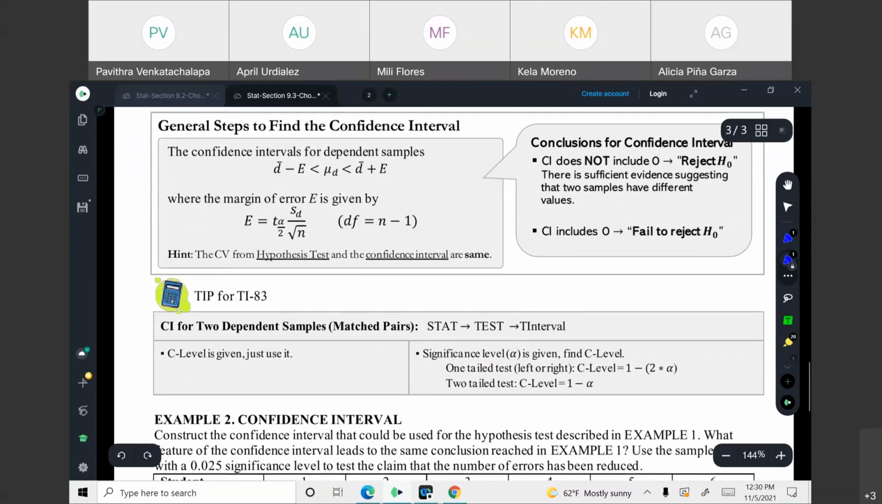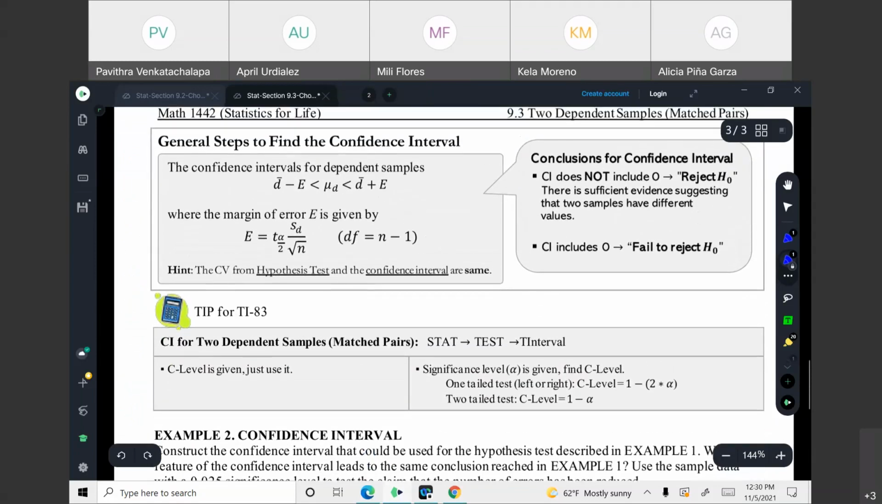Okay. So next is your confidence interval. Like you did in the previous section, the 9.2, you have a formula there. Instead of x1 and x2, this time you have d bar. That's the only difference. So you will have d bar, you have a formula to find E, and you can easily find the confidence interval.